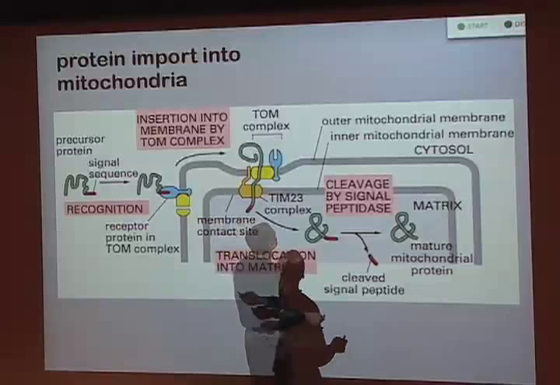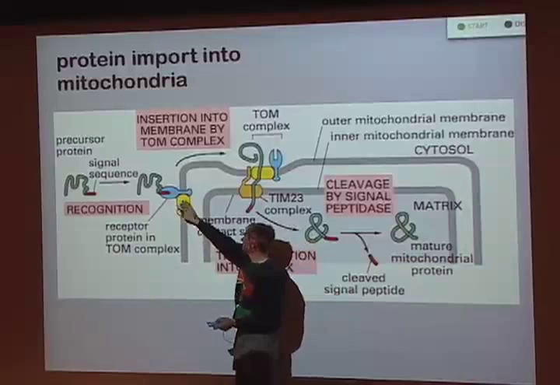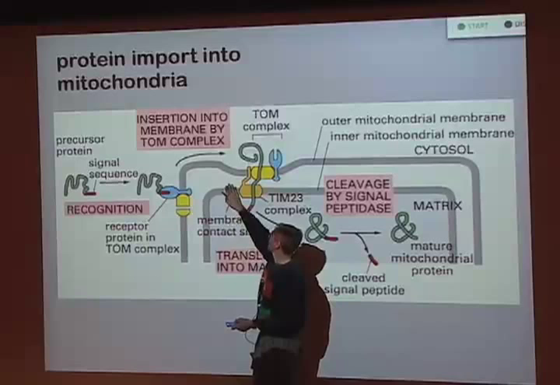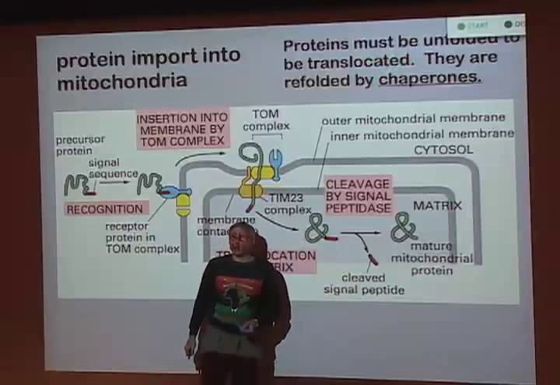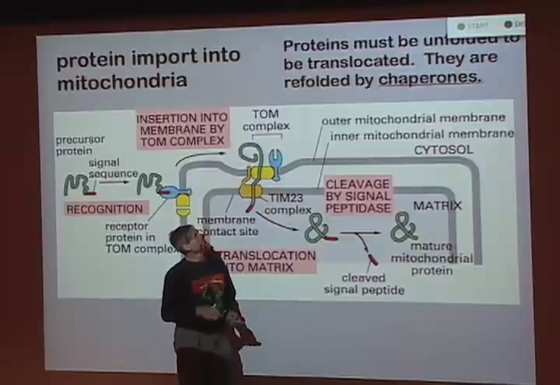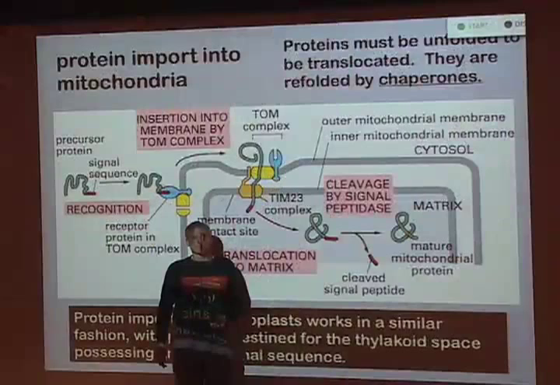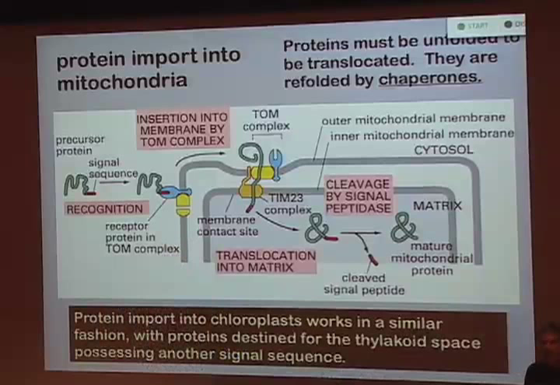So there are a lot of topological problems here. Proteins can end up just in the intermembrane space, like cytochrome C, or in the matrix, or be part of the membrane. Oh, and by the way, proteins must be unfolded to get across the membrane. Okay? This is in common with the endoplasmic reticulum. Key point. Then they're refolded by chaperones. Chloroplasts have an extra membrane, the thylakoids, and they have another signal sequence to get proteins into the thylakoid space.